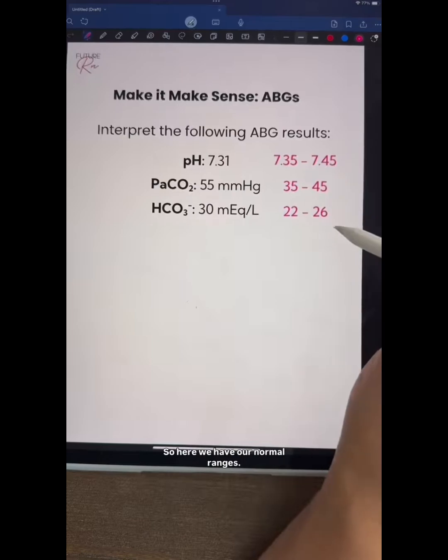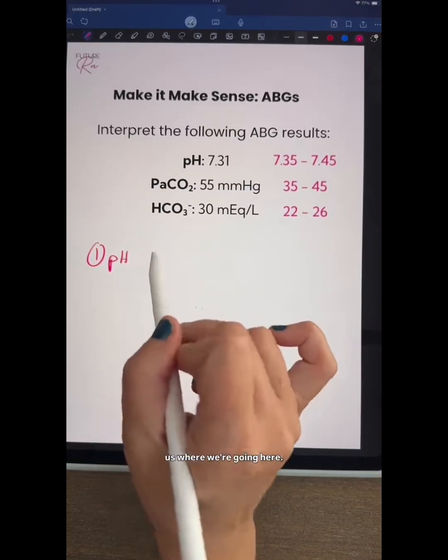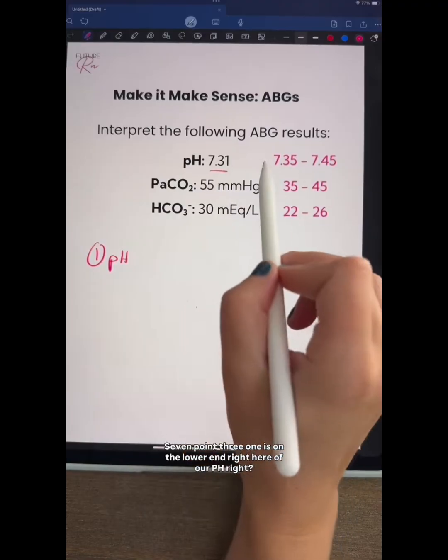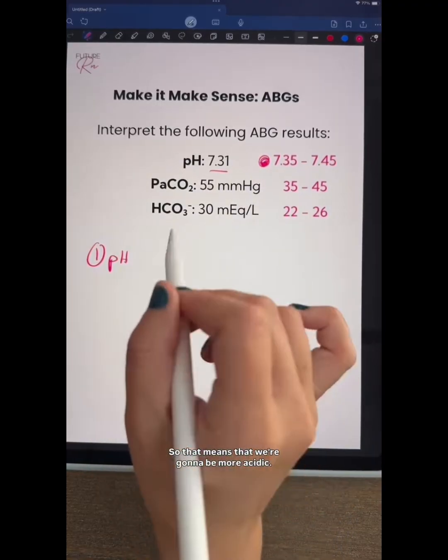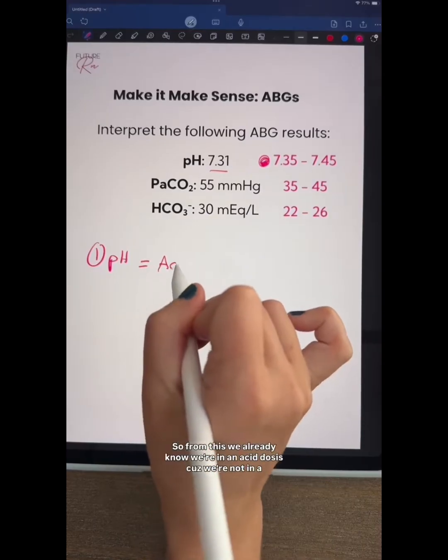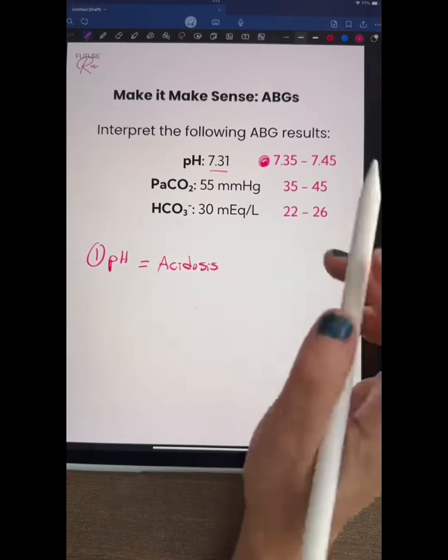So here we have our normal ranges. The first thing we want to look at is our pH, because that's really going to tell us where we're going here. 7.31 is on the lower end of our pH, right? So that means that we're going to be more acidic. So from this, we already know we're in an acidosis because we're not in a normal range. We are lower than normal.